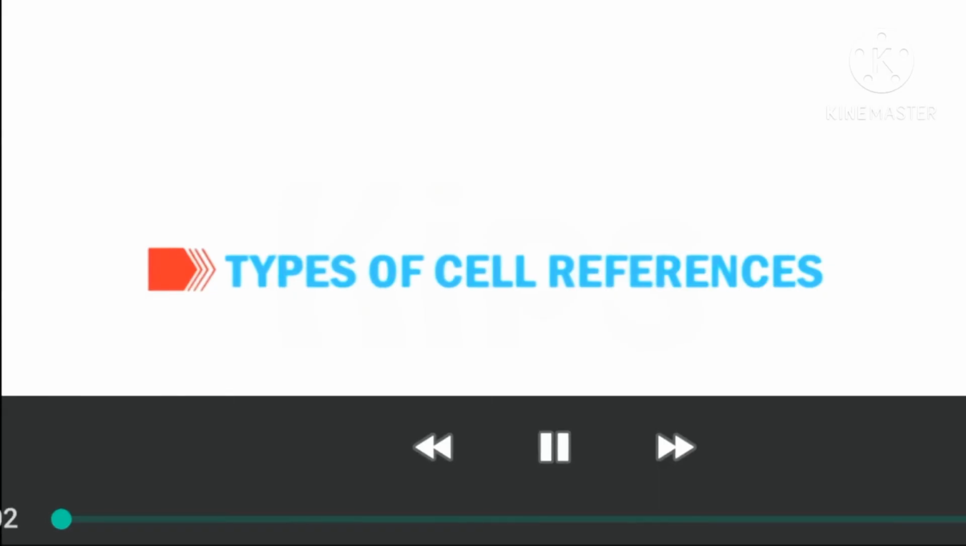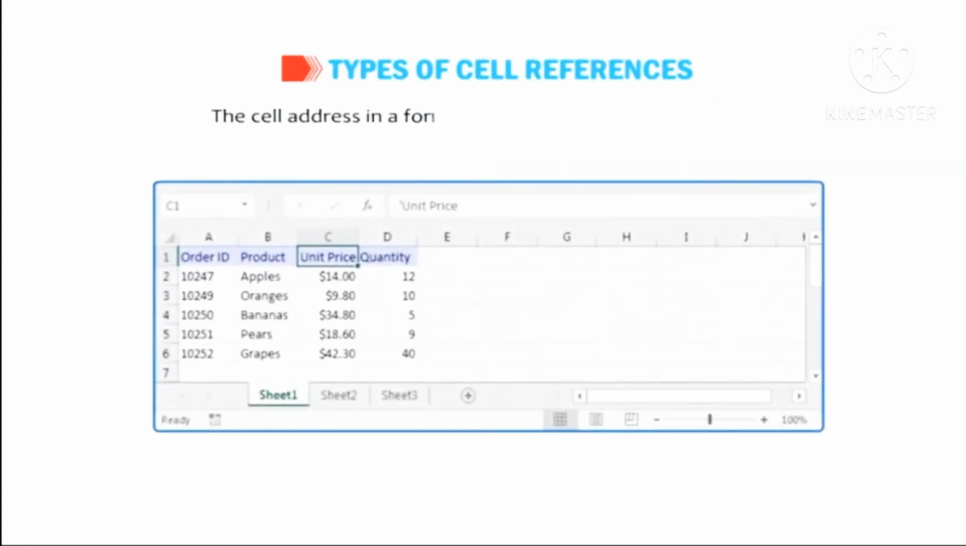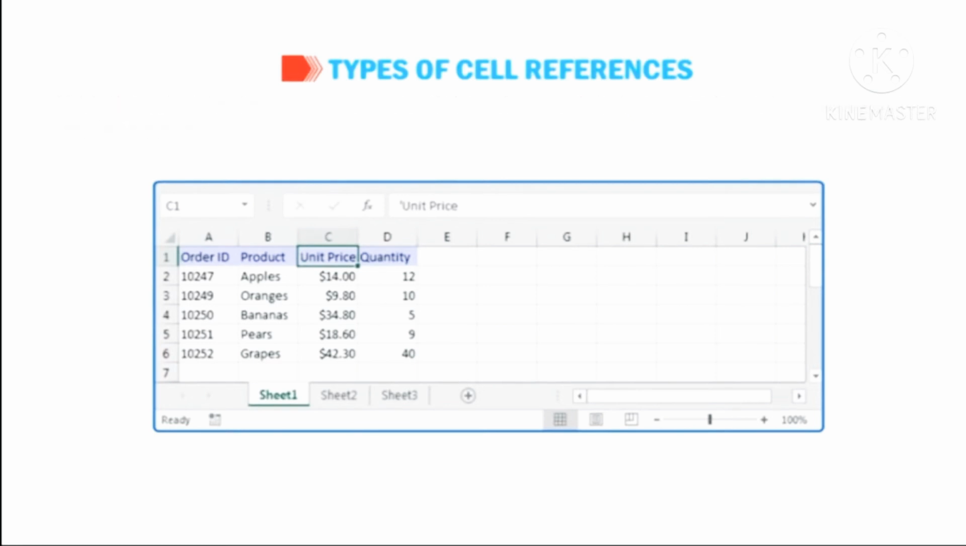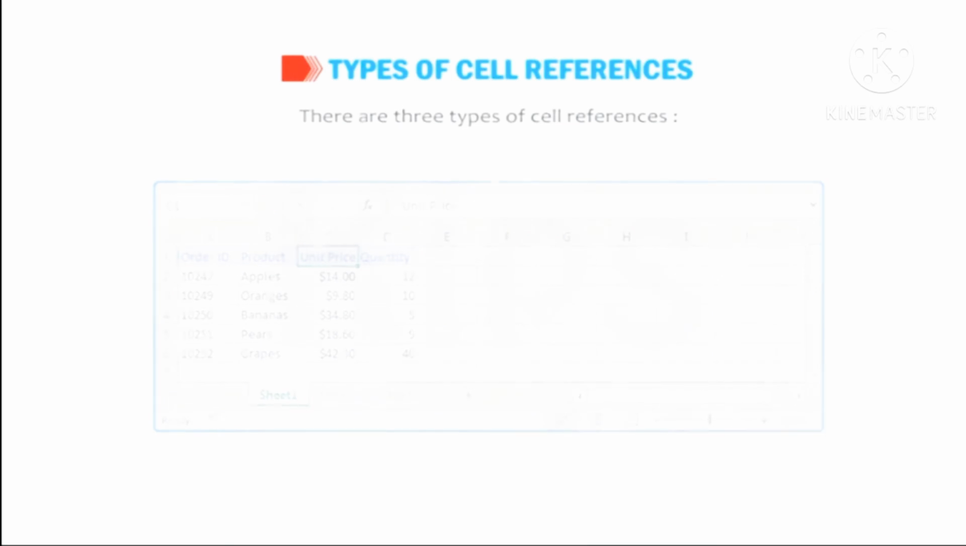Types of cell references. What are cell references? The cell address in a formula is known as the cell reference. With the help of references, you can find the values or data in a worksheet that you want to use in a formula. There are 3 types of cell references.